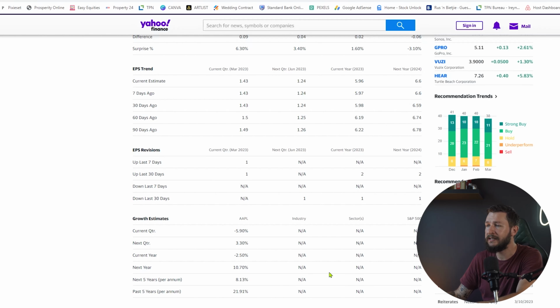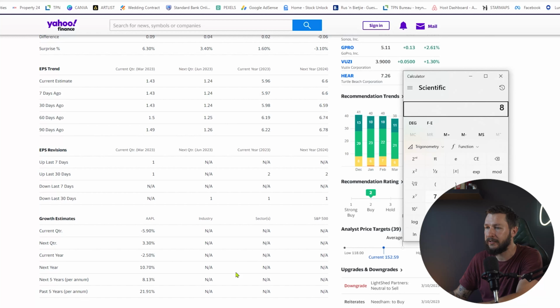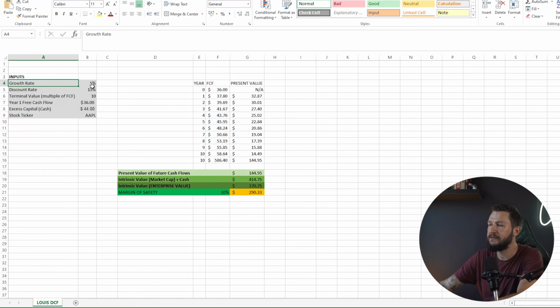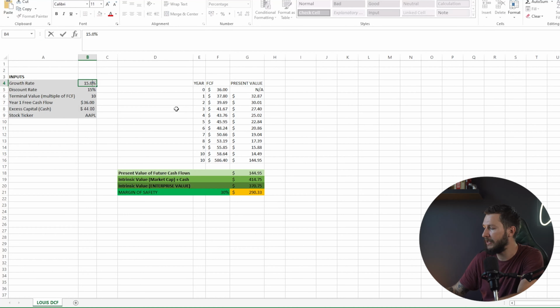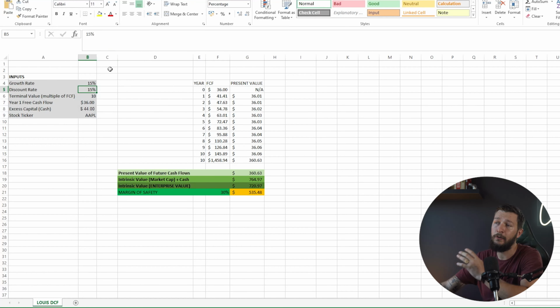What I like to do is add the two together, meaning it's 8.13 plus 21.91 divided by 2, which gives us a growth rate of 15.02%. So we're going to put in 15.02%. This is a good start, and obviously 15% revenue growth year over year is quite good growth. I'll jump back to this in the end to show you what the differences can be if we change just this number.